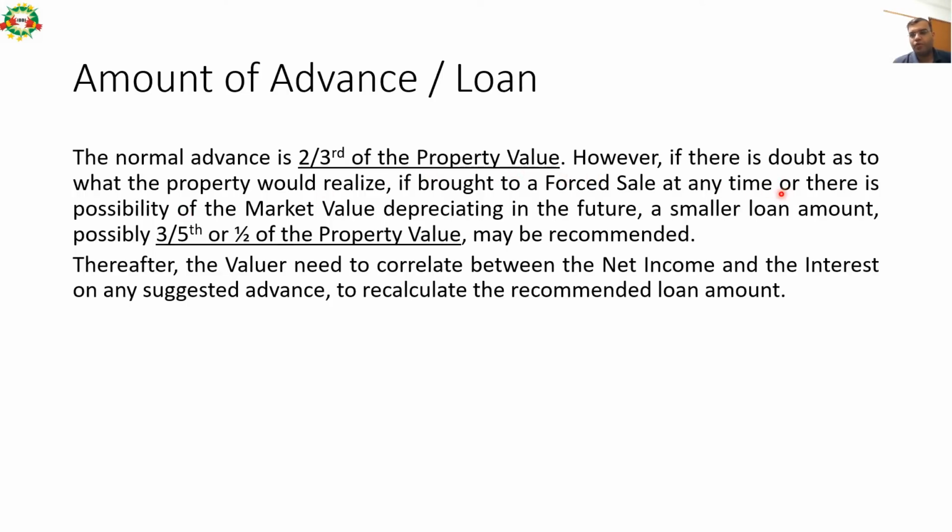However, if there is doubt as to what the property would realize if brought to a forced sale at any time, or there is a possibility of the market value depreciating in the future, a smaller loan amount, possibly 3/5 or maybe half of the property, may be recommended. Thereafter, the valuer needs to correlate between the net income and interest on any suggested advance to recalculate the recommended amount.